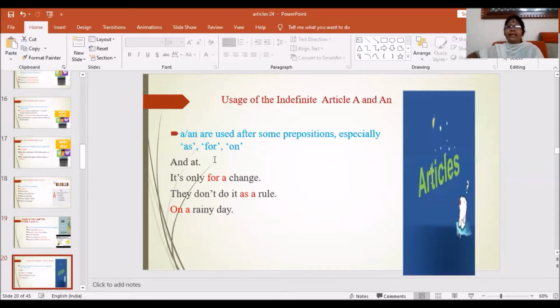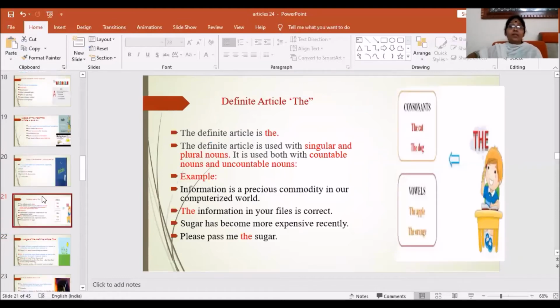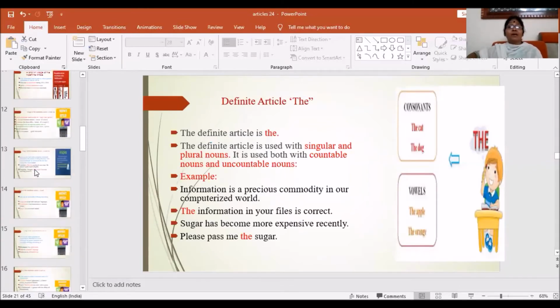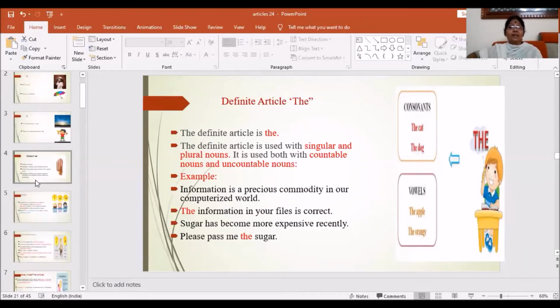Now, a and an are used after some prepositions too, especially prepositions like as, for, and on. For example, it is only for a change, right? They don't do it as a rule, or on a rainy day. So with this, what we understand is that a and an are used after some prepositions, especially as, for, and on, right? So these are the places where we use our indefinite article a and an.